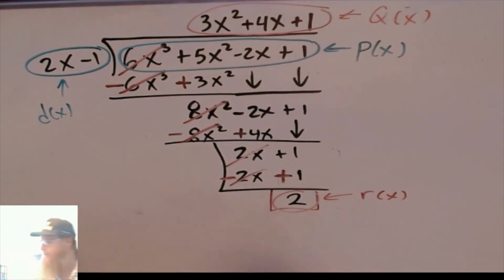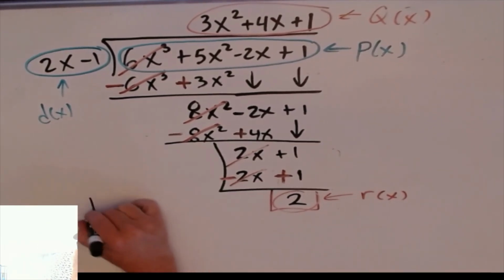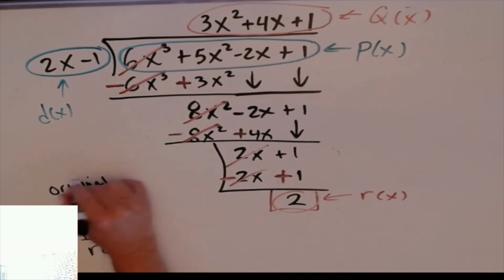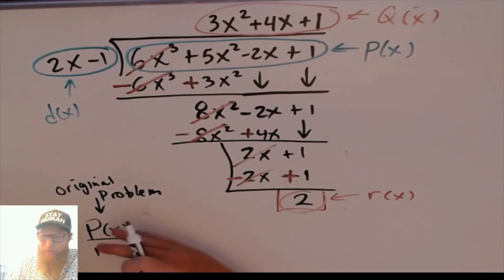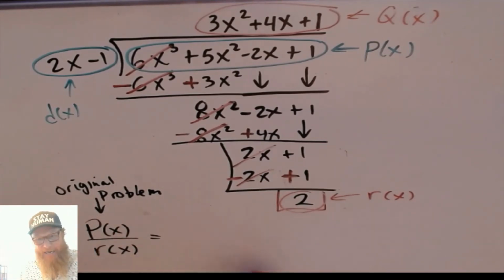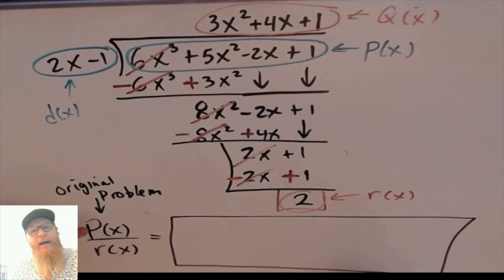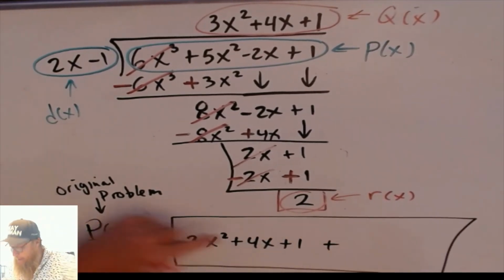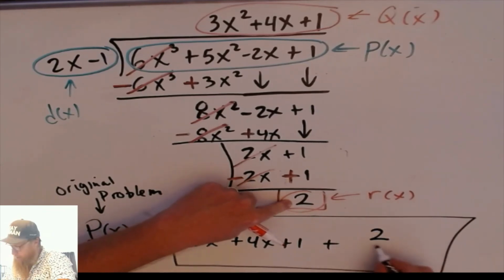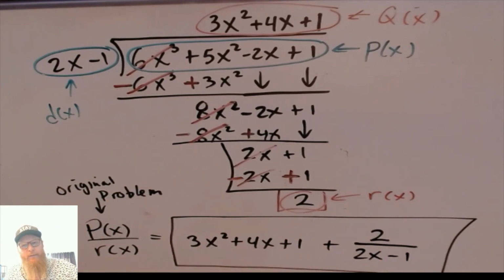And so the result is P of x over d of x. Now, this is just the original problem. All right, so that's just telling me what I'm actually doing. The answer is obviously over here, so I'm going to fill this out. And so we have q of x, 3x squared plus 4x plus 1, plus r of x over d of x, and there we go. There's our answer, or there's our result.